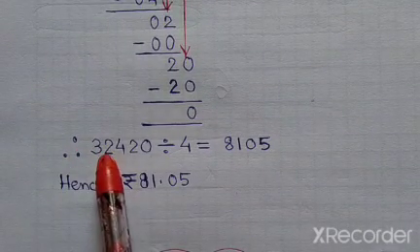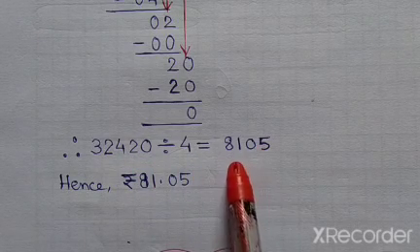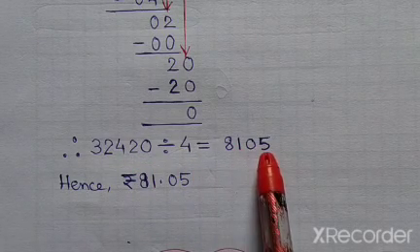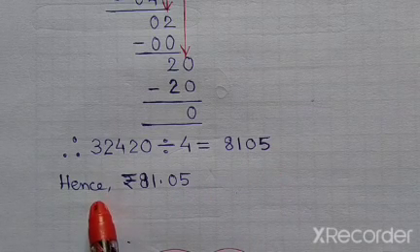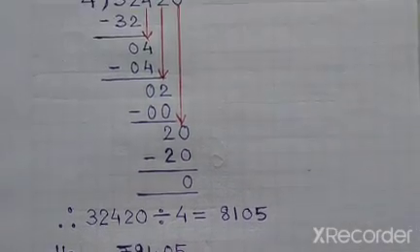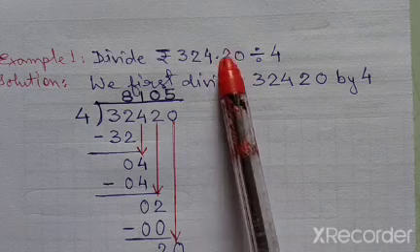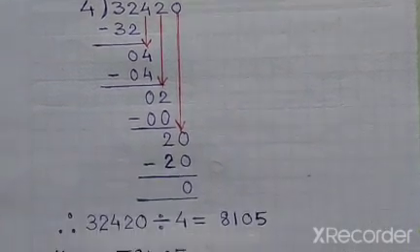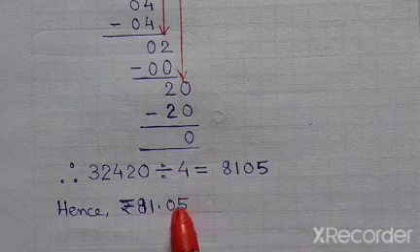Therefore 32,420 divided by 4 is equal to 8,105. Now at the end you have to write the answer in rupees, hence rupees 81.05. If you see the question in the decimal, look here in the question, after decimal how many places? 2 places. So children, your answer will contain how many places? 2 places. After decimal 2 places should be there.